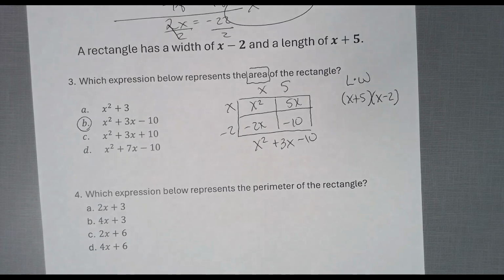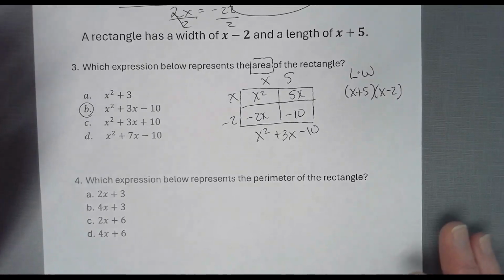Nice. Okay, now we're going to change things up. There's a keyword number 4. What is it? Perimeter. Most of y'all remember. You're adding up all the sides. Well, let's draw this bad boy.